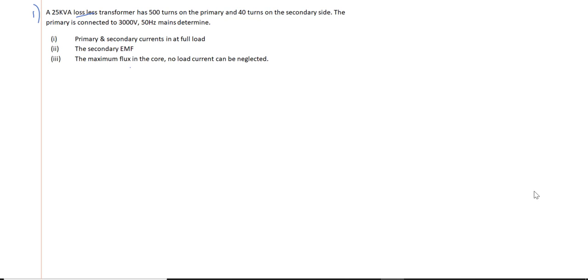Before solving this problem, let us write down the given data. The power rating of the transformer has been given. It is a 25 kVA transformer. The number of turns in the primary is 500 and the number of turns in the secondary is 40. Then, what else has been given? The primary is connected to 3000 volts. So, V1 is equal to 3000 volt.